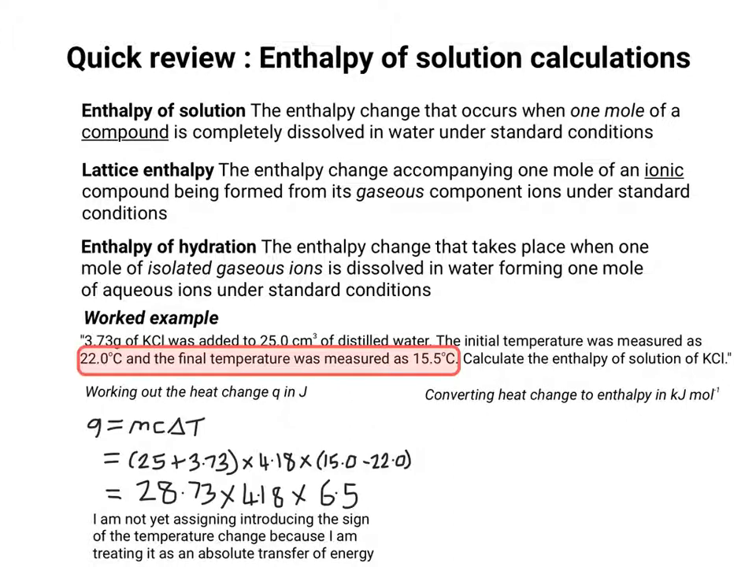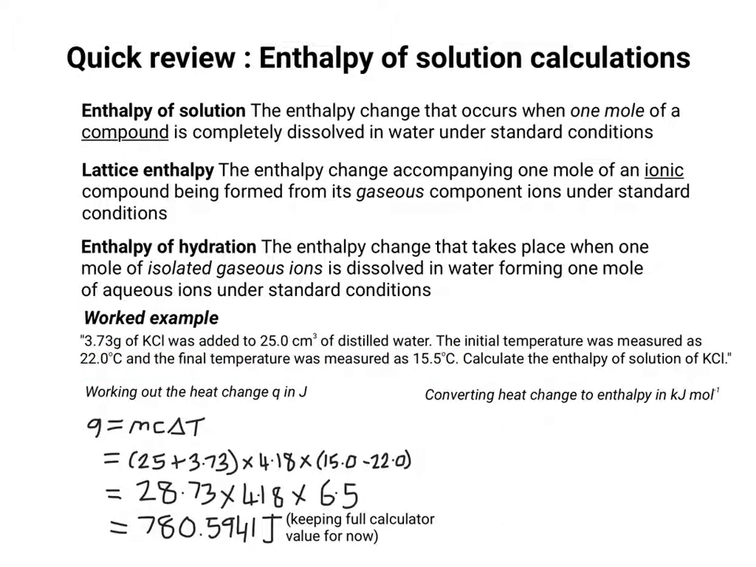So I'll need to be mindful of that a bit later on, in the fact that the temperature finally was lower than the temperature we started with. So it must have meant that there was an endothermic change going on. The surroundings appeared to get colder, which must mean that the system took on heat. So that gives me 780.5941 joules, obviously keeping my full calculator value for the time being.